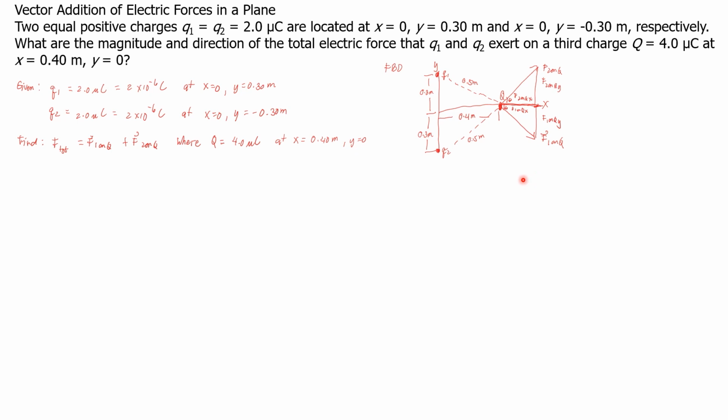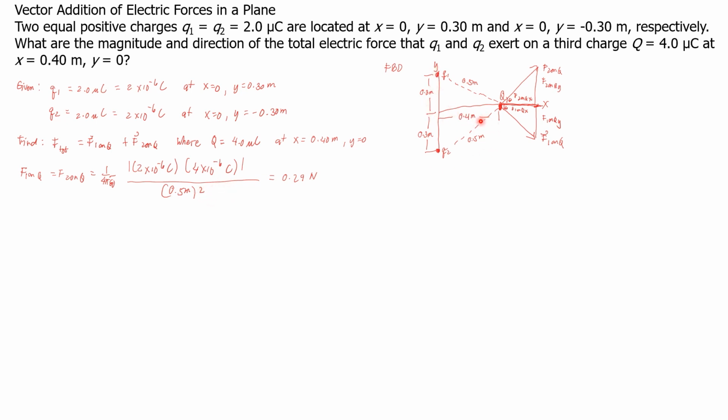So let's check. The force of charge 1 exerted on Q is equal to the force of charge 2 exerted on Q, and that is equal to 1 over 4 pi epsilon naught. Our charge 1 is 2 microcoulomb, that is 2 times 10 to the negative 6, and our Q is 4 times 10 to the negative 6 coulomb, and the distance between them.